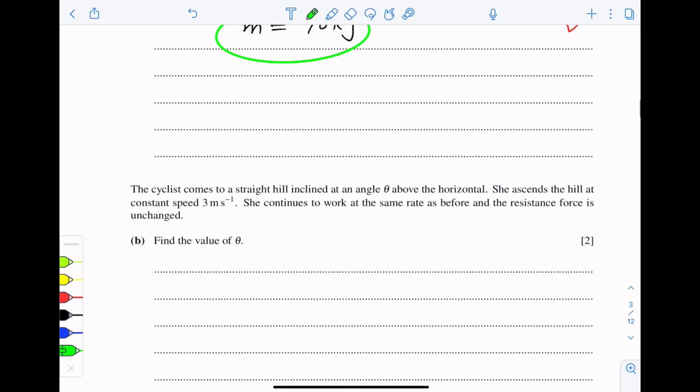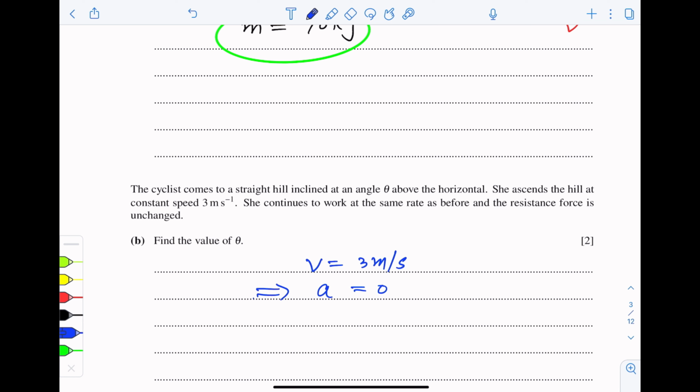Now the next part of this question is, the cyclist comes to a straight hill inclined at an angle theta above the horizontal. She ascends the hill at constant speed 3 meter per second. Constant speed is given, that is v is equal to 3 meter per second. This is a constant speed. This shows that acceleration will be 0.